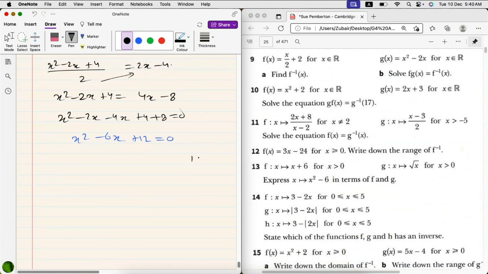12 is either 1 into 12, 2 into 6, 3 into 4. I'm not getting a perfect number, so trying the quadratic formula: minus b plus or minus square root of b square minus 4ac over 2a.